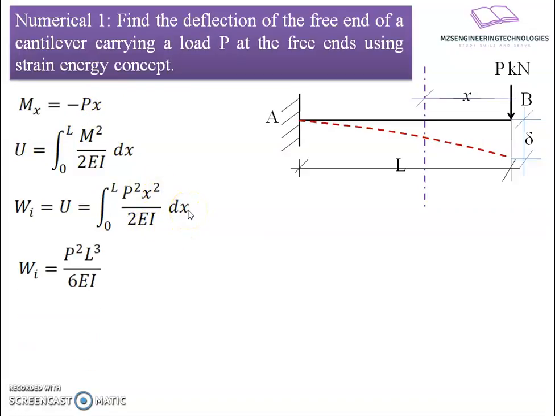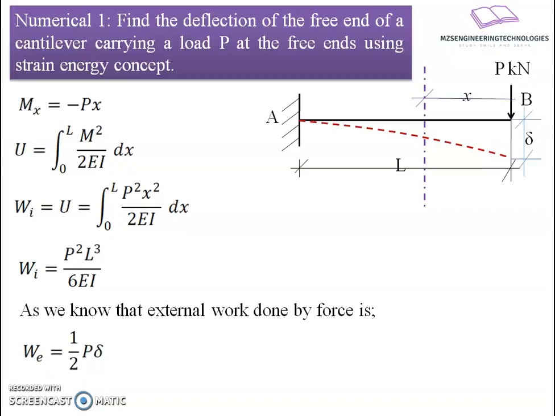Now we will do the integration of this. P square is constant here. The integral of X square becomes X cube by 3. The coefficient 3 goes to the denominator, so it becomes 2 into 3, 6, and X cube is replaced by L cube, divided by EI. So Wi, the internal work done or energy stored by the body, is equal to P square L cube divided by 6EI. As we know, the external work done by the force during this deformation is equal to the total strain energy stored during the deformation.